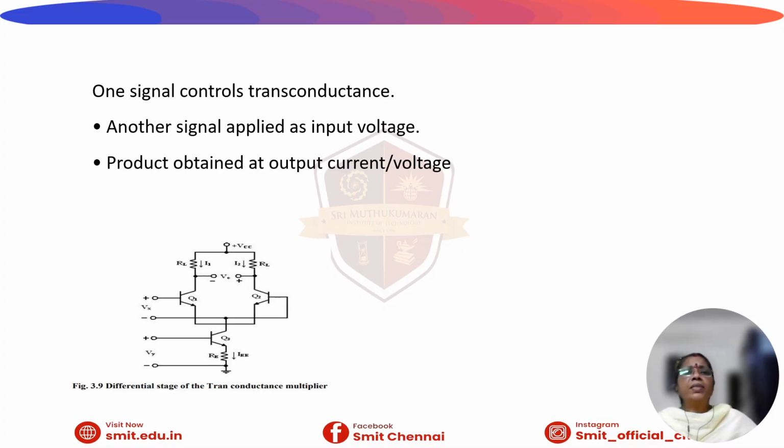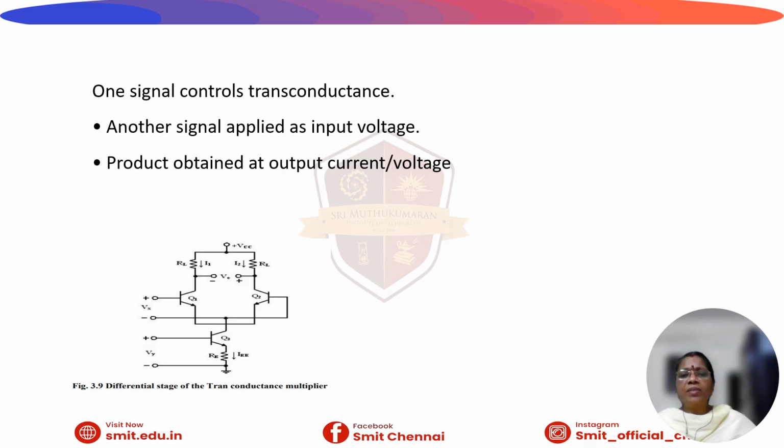Now we will discuss the working principle of variable transconductance. The circuit is shown, which is designed using one emitter coupled pair, and another voltage is given to the emitter bias transistor. One signal controls the transconductance, another signal is applied as input voltage. The product obtained is output current or voltage.